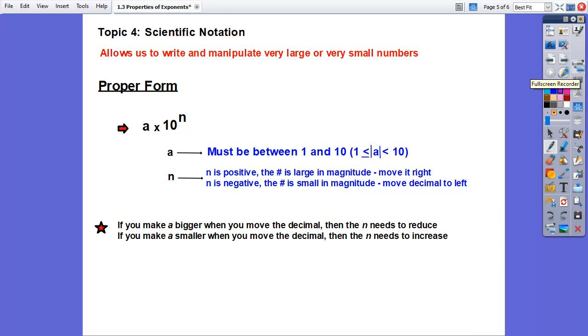Okay, let's keep moving. Topic 4, last objective, is scientific notation. And hopefully this is a good review for what you did, let's say in chemistry your junior year, but it's been a little while, so let's review it a little bit. So first off, what's the proper form for scientific notation?